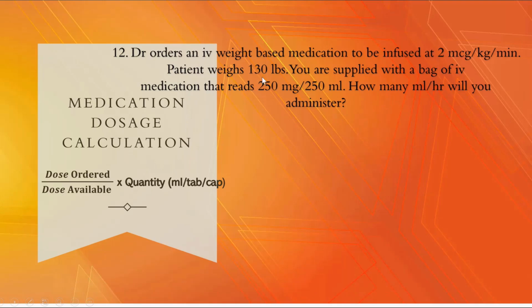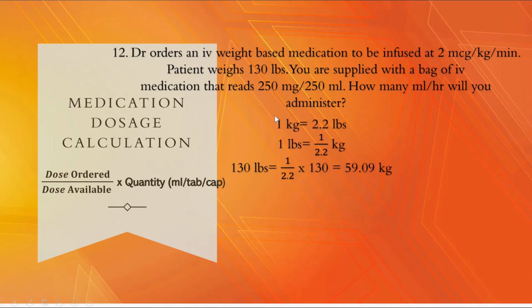So first you have to convert the weight from pounds to kilogram, because in medication dosage calculation, if it's a weight-based medication, the weight should be in kilogram. So to convert 130 pounds to kilogram, you divide by 2.2, because 1 kilogram is 2.2 pounds. So 1 pound is 1 divided by 2.2 kilogram. So 130 pounds is 1 divided by 2.2 into 130. Always remember, to convert pounds to kilogram, you divide by 2.2.